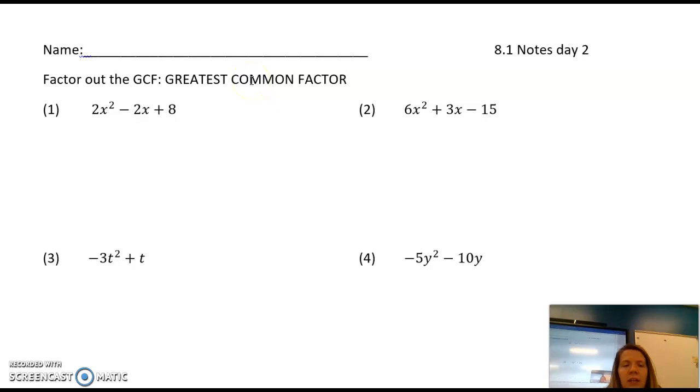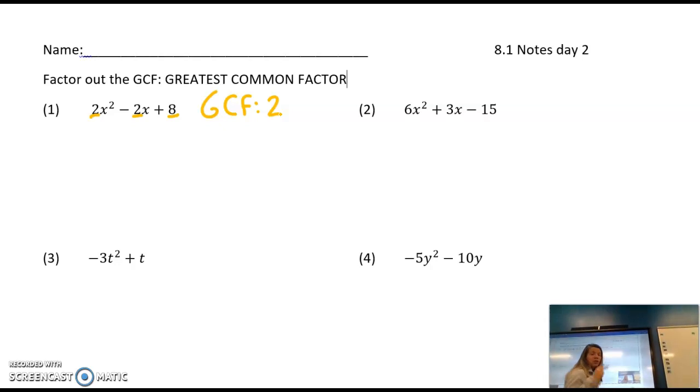So let's take a look at number 1, and our goal here is to factor out what our greatest common factor is. So the first step is we need to take a look at all of our numbers. So we have 2, 2, and 8. So what that automatically means is that I have a greatest common factor of 2 to 8. That means everything is divisible by 2. And now when I take a look at the variables, they do not all share an x. So my greatest common factor here is just 2.